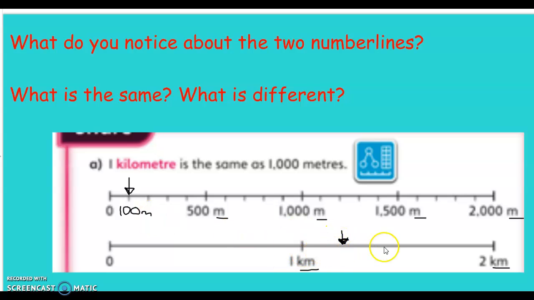And then on this number line, it's a lot harder because I can only see where 1 kilometer is, where 2 kilometers is, and where 0 is. But what I can also see is that 1 kilometer and 1,000 meters are in the exact same point, as are 2,000 meters and 2 kilometers, and so are both of the zeros. So if I have a look where this arrow would be on the top number line, I've got 1,000 meters, 1,100, 1,200, and then I can see that this arrow on the same point would be 1,200 meters. So I can write my answer as 1,200 meters.